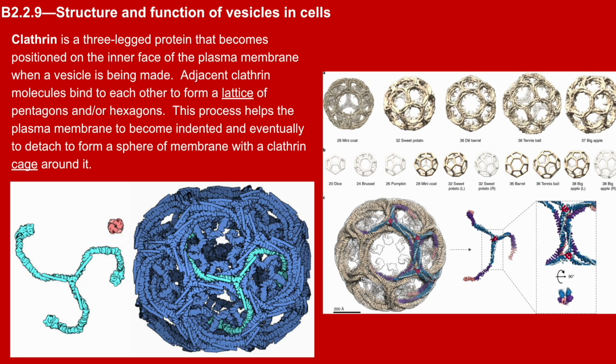Then lastly, the structure of vesicles: clathrin is a 3-legged protein that helps for easy formation, fusion, and budding of those vesicles. They form a lattice of pentagons or hexagons, and it helps for the plasma membrane to become indented and eventually to form a vesicle that has this clathrin cage around it.